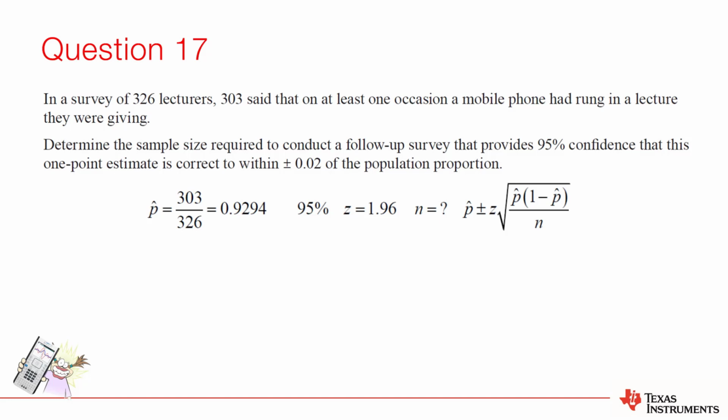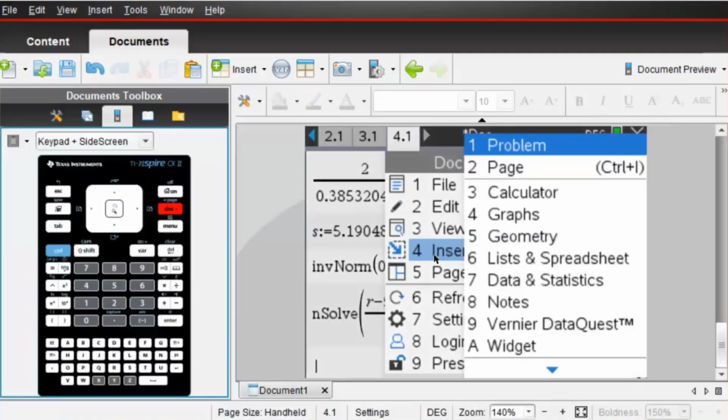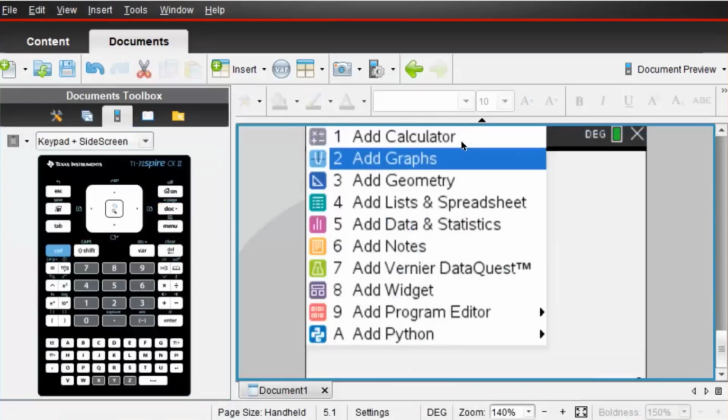So basically, if we substitute in everything there, plus or minus 0.02 really means that Z times the square root of p hat times 1 minus p hat over n equals 0.02. So we have to solve that equation for n. And if we solve that equation for n, we'll get 629. Let's try to do that one on our CAS as well. I'm going to go to a new problem as well, because I'm going to have a different value of n here.